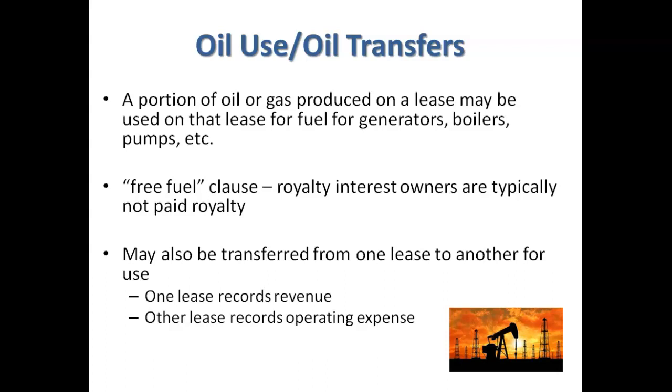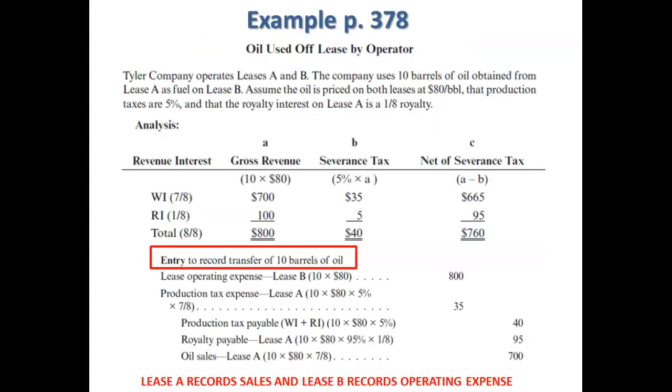There may be a portion of the oil or gas that's produced on a lease that is actually used on that lease for fuel, for generators, boilers, pumps, etc. You may have a free fuel clause that states the royalty interest owners are typically not paid for the royalty on this portion of the oil or gas. It may also be transferred from one lease to another. So one lease would record revenue, and the other lease that's actually using the oil or gas is going to record the operating expense. So let's look at an example.